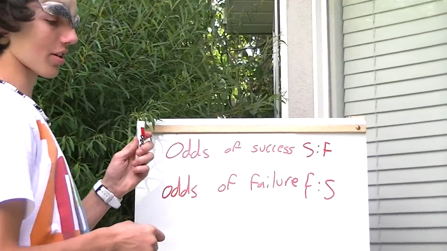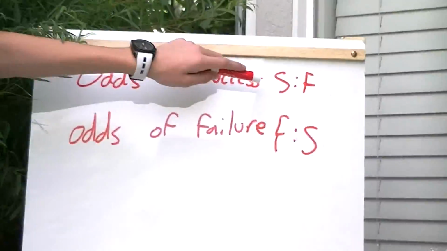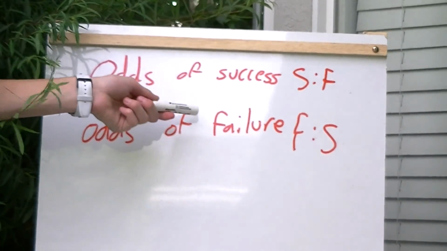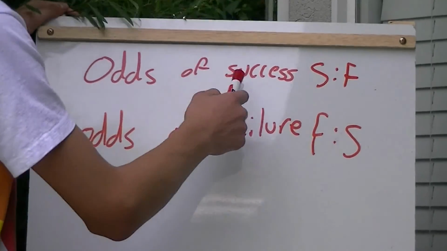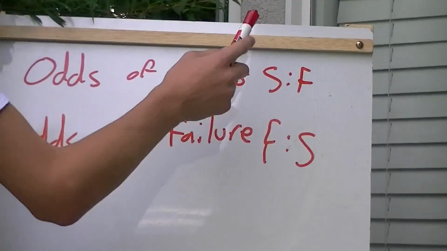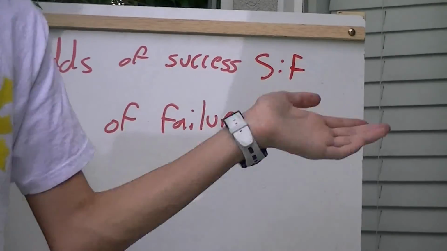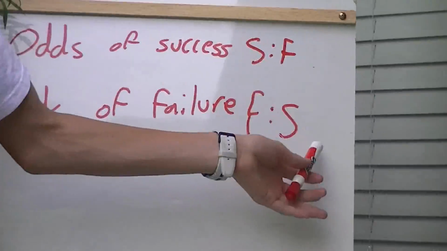Odds is what we are going to talk about now. An event can succeed in S ways, it can fail in F ways. So, odds of success would be S compared to F, which is success compared to failure, as well as this is failures compared to success.